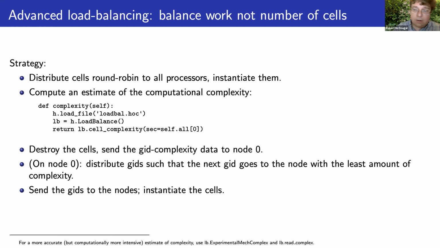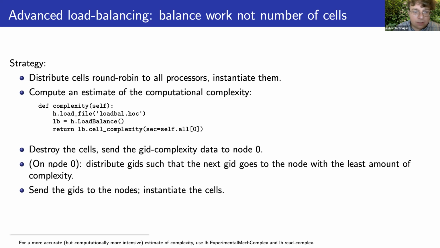How would I do that? Well, first of all, go ahead and destroy all the cells. We're going to send all of the computed complexity data to one compute node, or it doesn't have to be, it could go to all of them. But let's say we're sending it all to node 0, and the parallel context object has methods for that. But this is basically an MPI allgather.